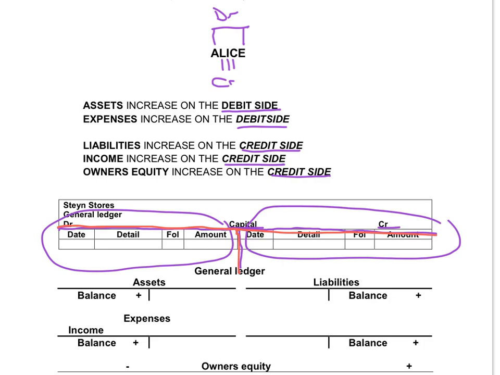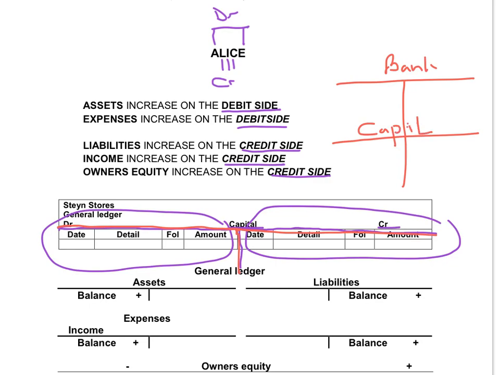It is very important to remember that when you do the ledger accounts, you will open two accounts. For instance, the owner contributes money to the business and we deposit the money immediately.